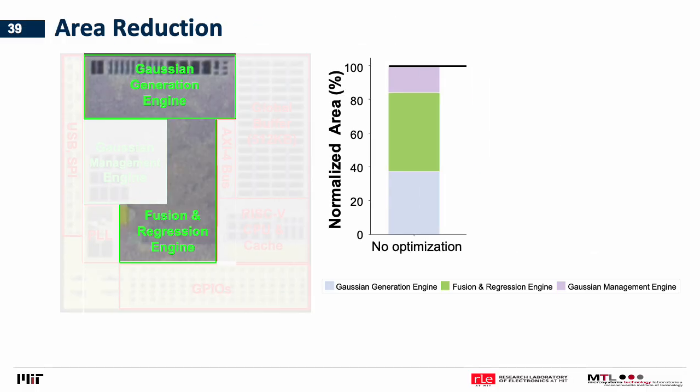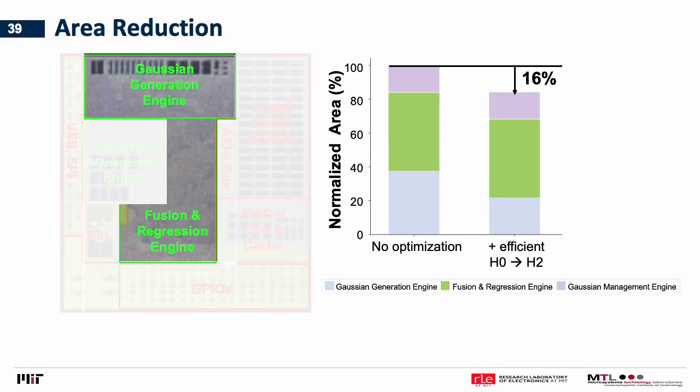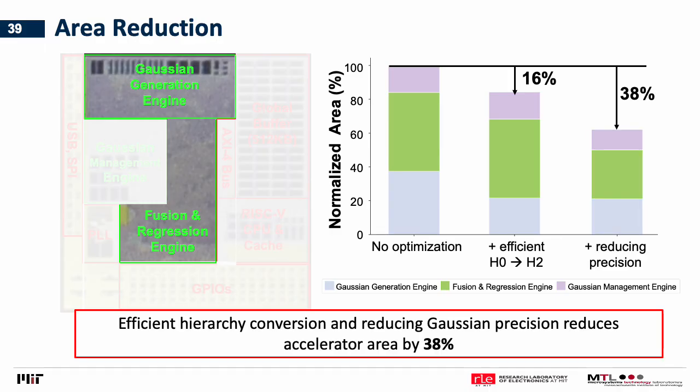For the area reduction, the real savings come from the Gaussian generation engine and the fusion and regression engine. On the right-hand side, we show the area reduction of each contribution. Starting from the node optimization, efficient hierarchy conversion gets us 16%, mostly from removing the wedge processing path from the Gaussian generation engine. Then, reducing Gaussian precision gets us all the way to 38% area savings, mainly from reducing logic area in the fusion and regression engine.